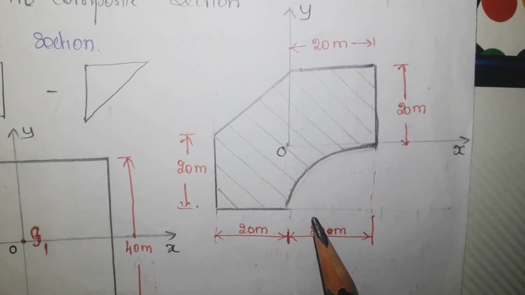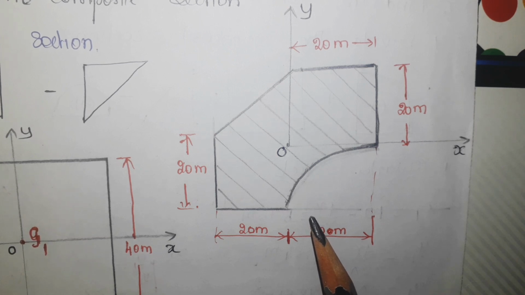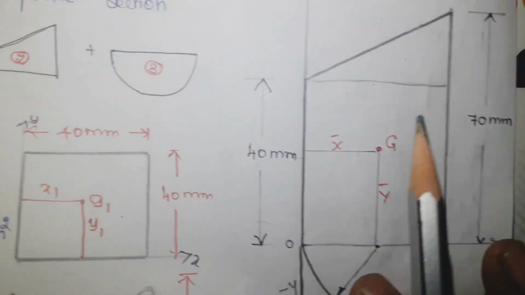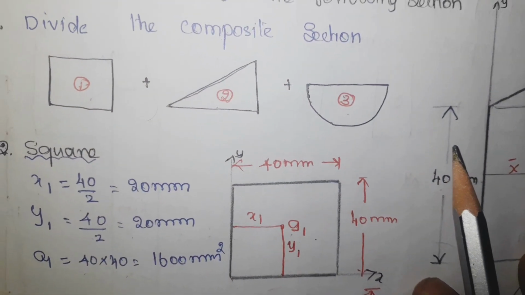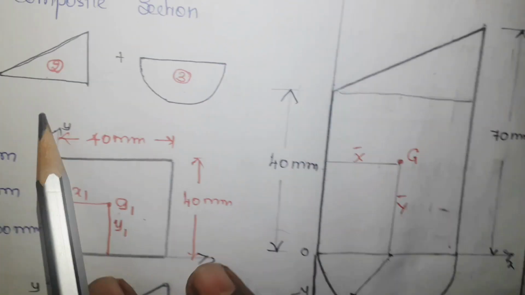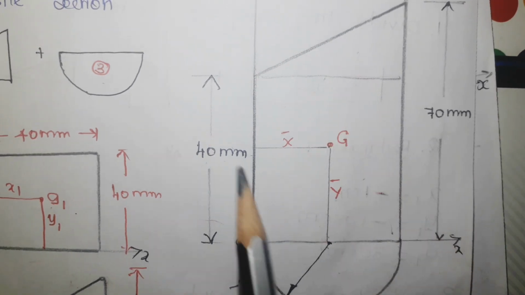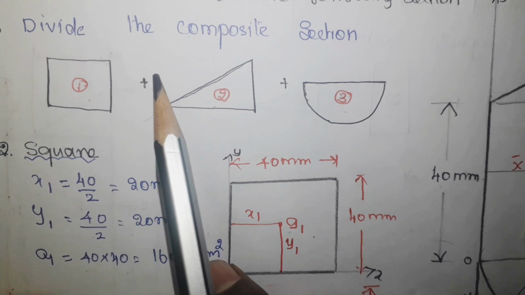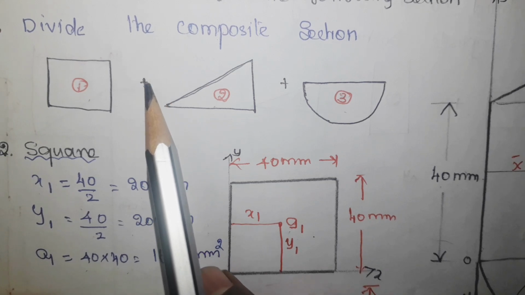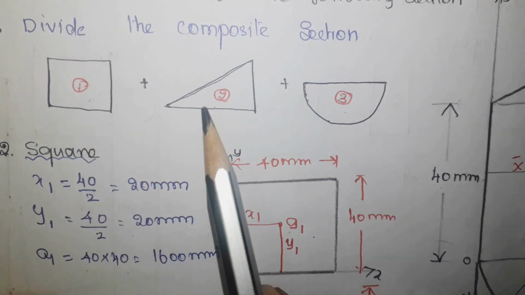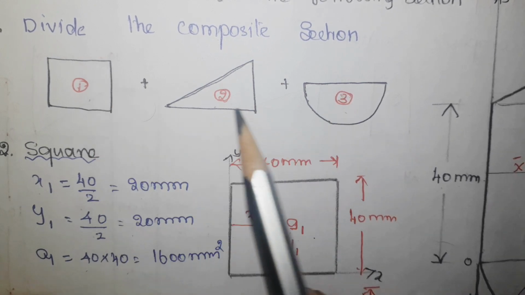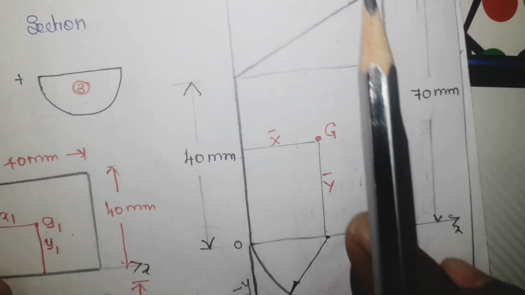Then, the second difference is in how we make the final shape. You know that we only added the objects. If we take my previous problem, this is the final shape. In order to get this final shape, I have used addition: one square, one triangle, and then one semicircle.